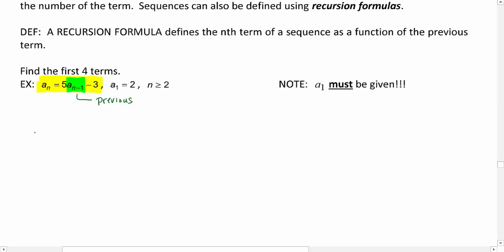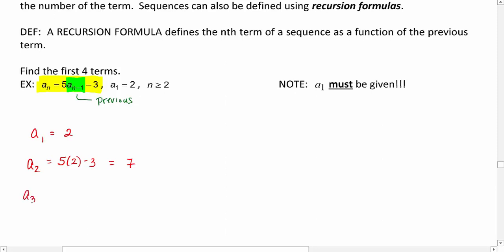Well, the first term is given for us. Our second term, a sub 2, we take the previous term, multiply it by 5, and then subtract 3. So this is going to be 5 times 2 minus 3, which is 7.